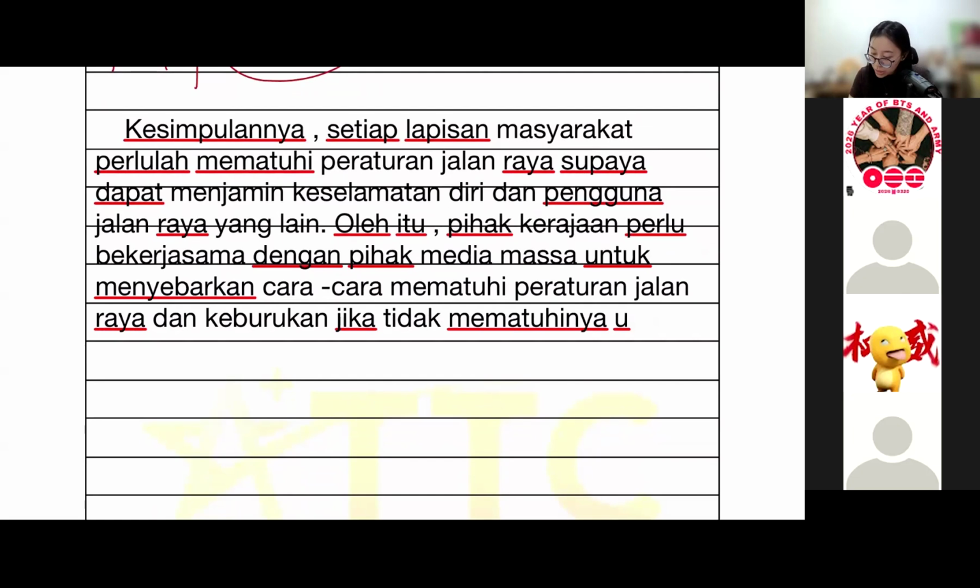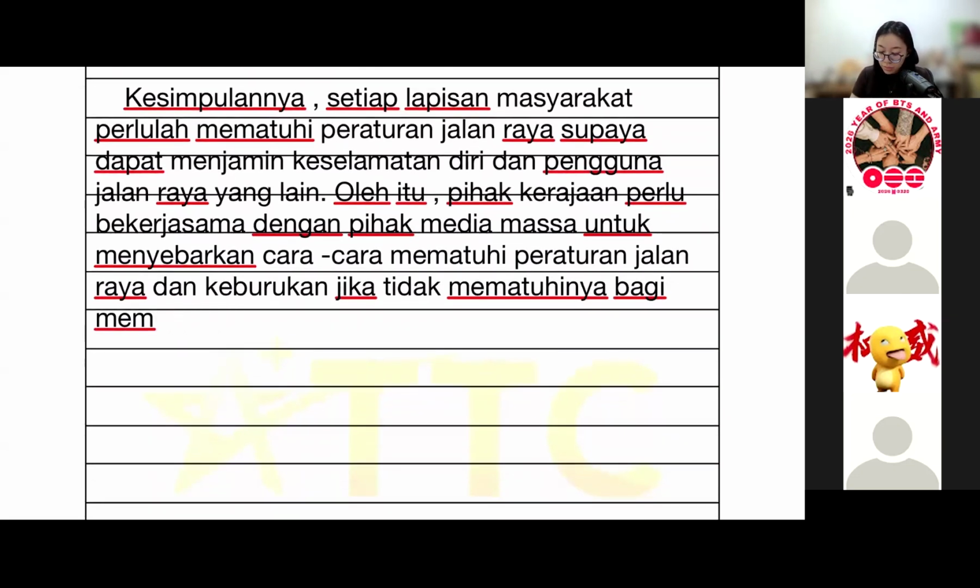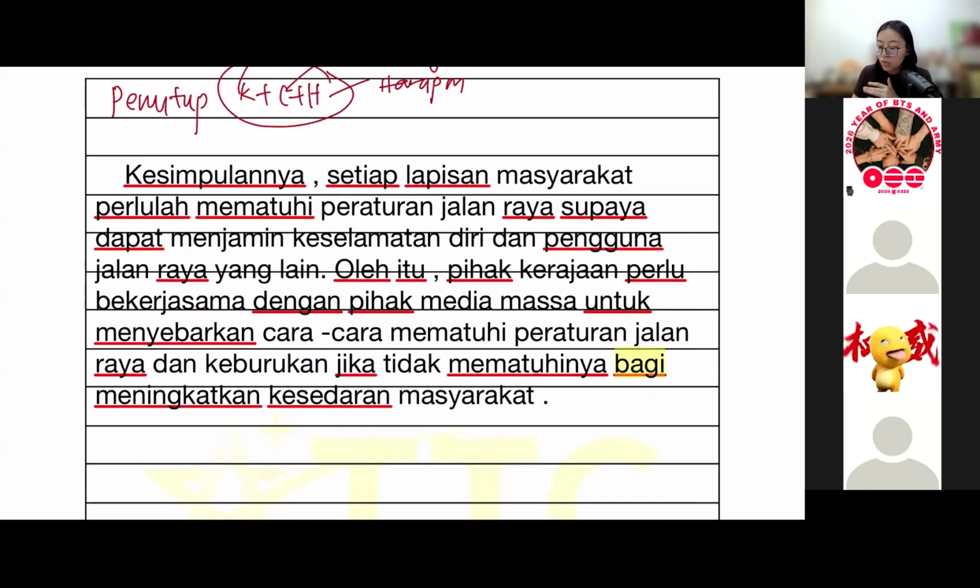You want to say untuk meningkatkan kesedaran, you can say, because I cannot put two untuk in one sentence, you can just say bagi meningkatkan, to increase, meningkatkan kesedaran masyarakat. Then I show you one sentence. This one is C plus H because I'm using those bagi to connect my harapan so that I can increase their awareness. So I show you one more sentence is just harapan without C plus H.